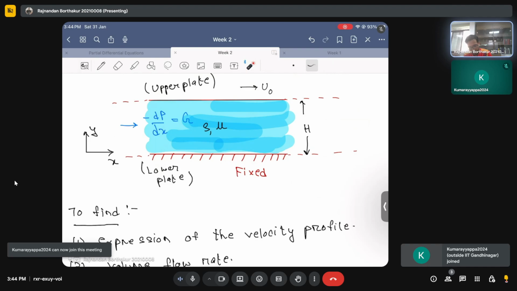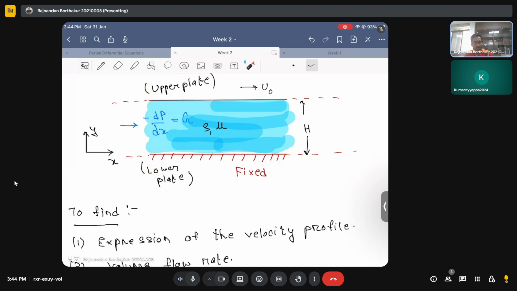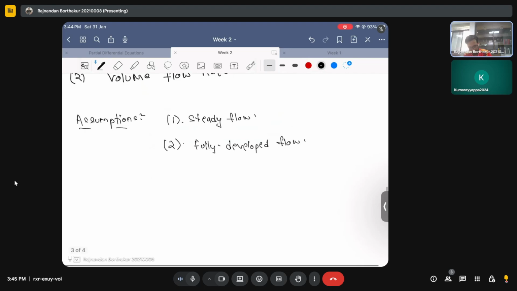Rather, I'm looking into a section where the effects of the flow are such that it is not changing along x, basically. This is the consequence of assuming that your flow is fully developed in nature. All right, and the third assumption is straightforward, because we are using the fact that the divergence of the velocity field is 0, which means that we are considering an incompressible flow.